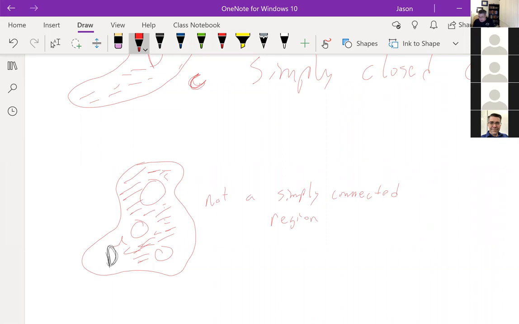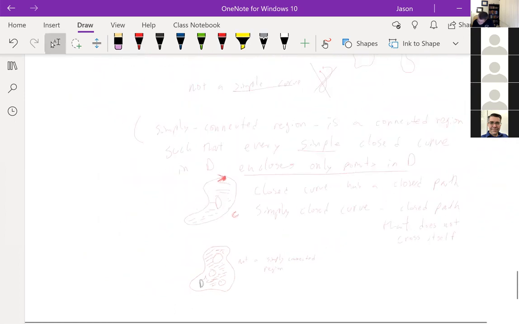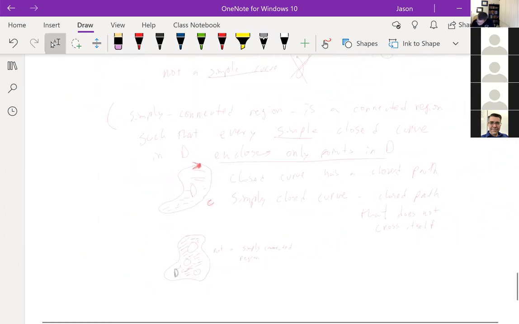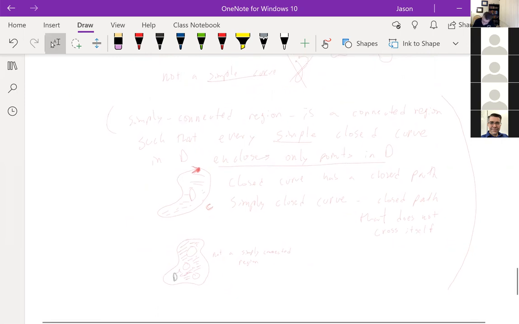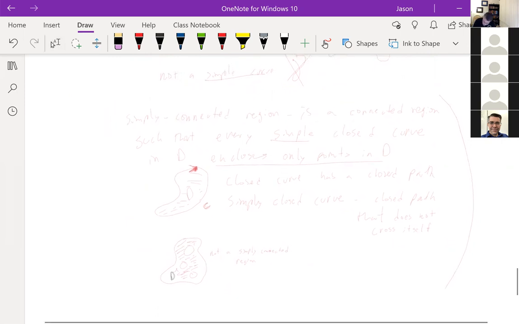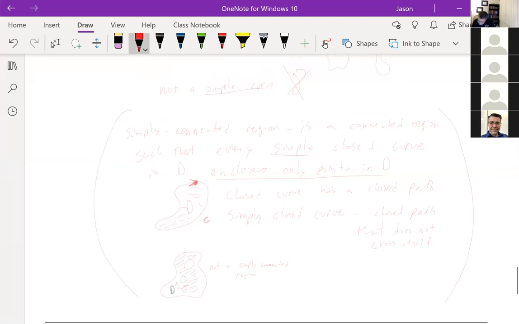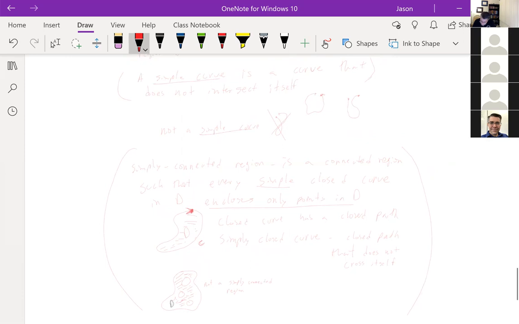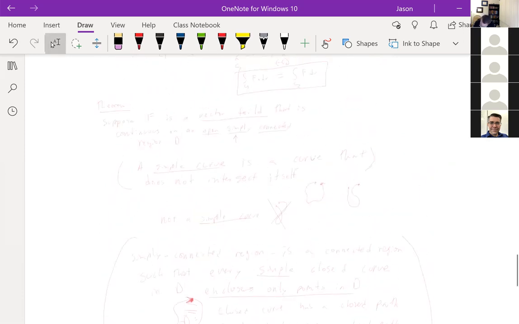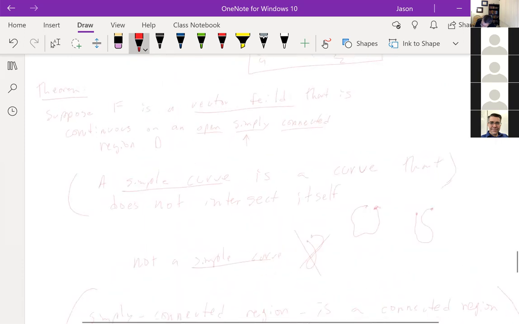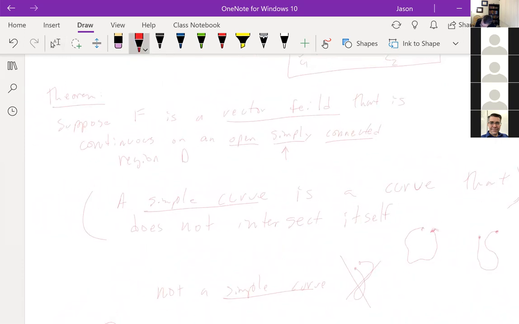Now, why is this so important? Because we just want things that are nice. Let's close our parenthetical thought here. When we go back to our theorem, it says, suppose F is a vector field that is continuous on an open, simply connected region. It just means it's a nice region. It doesn't have any holes or tears or gaps or anything like that.